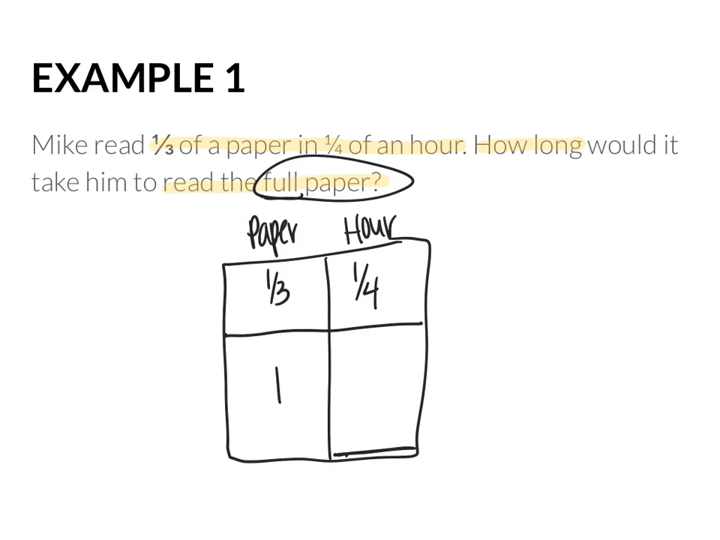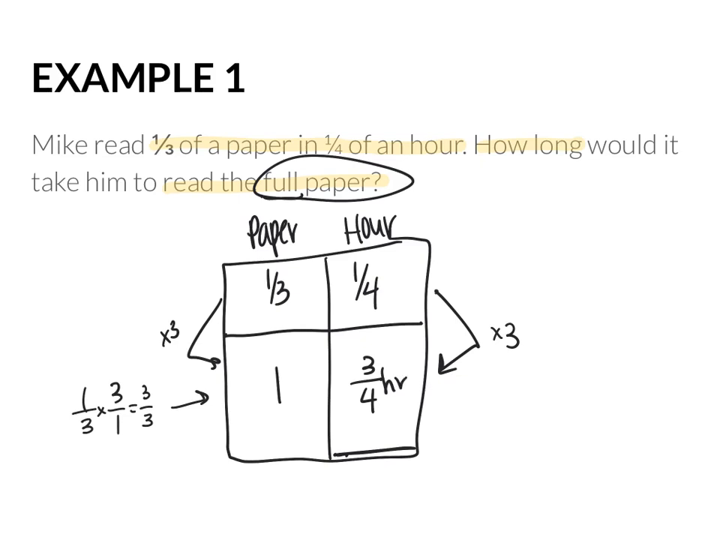So the number we're trying to get to 1 is the 1/3. I multiply by 3, and a third times 3 gives me 3/3, which is the 1 that I got. And if I multiply by 3 on the left, I have to multiply by 3 on the right, and that gives me 3/4 of an hour.